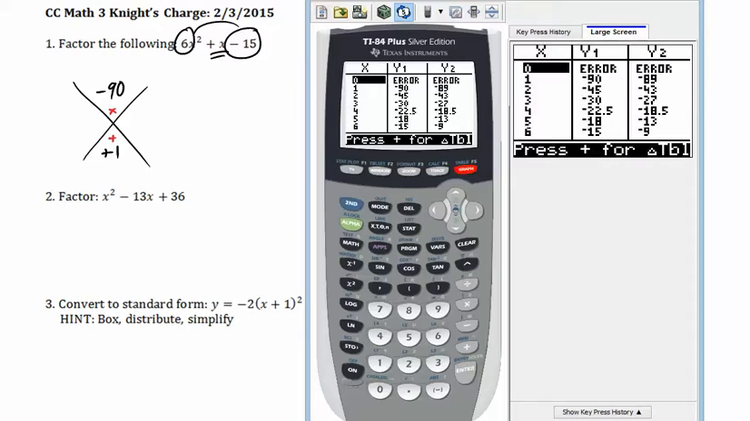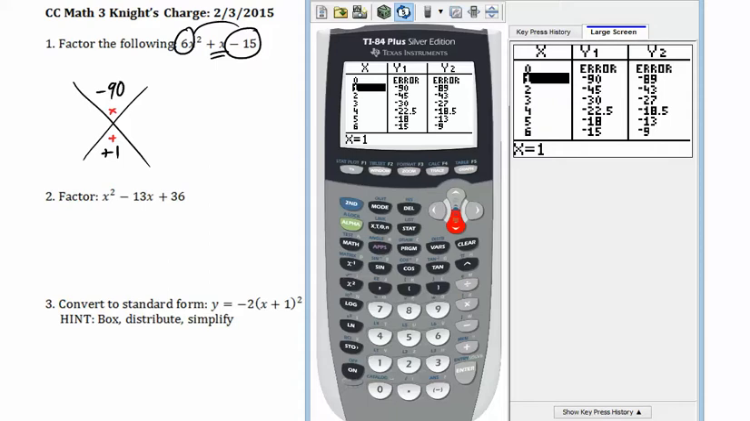Okay, x and y are the two factors which multiply to give you negative 90, and y2 is the number that those two things add up to. So for example, 1 and negative 90 add up to negative 89, which is not the positive 1 we're looking for. 2 and negative 45 add up to negative 43. That doesn't work either, so go down the line.